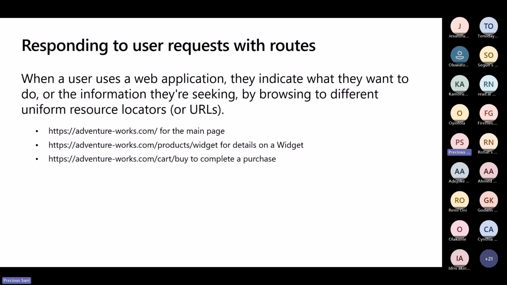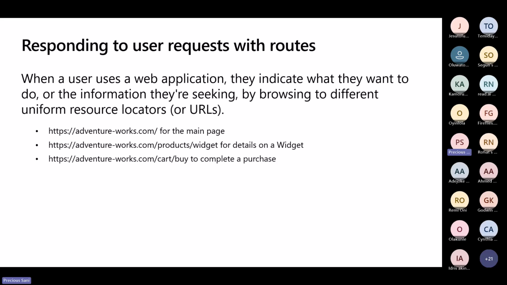That's like all this adventureworks.com. What you need to worry about is the products parts, the widget parts. So you want your application to be able to direct users into that part. The first part that says adventureworks.com is what we know as a domain, right? And anything after the domain is known as a route. So the route is a path to an action.